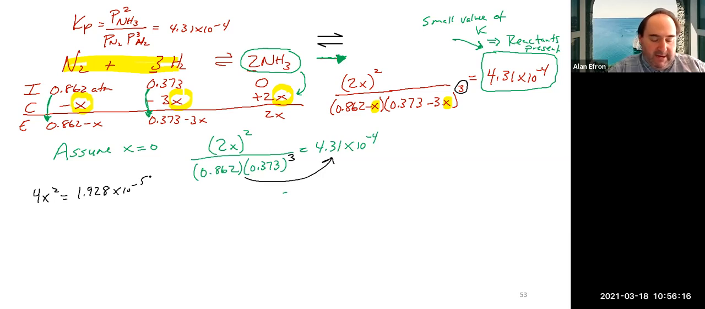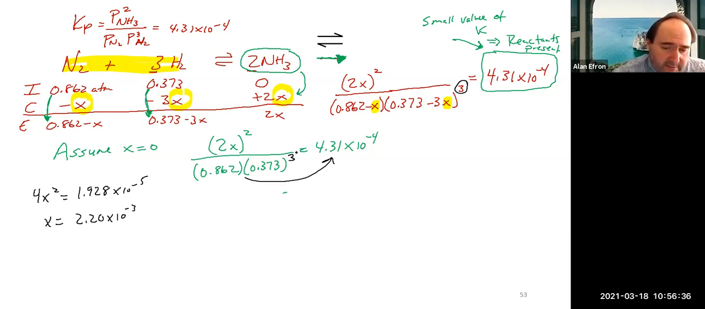Now we're going to divide it by 4. We're also going to do a little square root action, and hopefully we end up with a much better number there. That's going to be an x value of 2.2 times 10 to the minus 3 in this particular case. Any questions on that there?